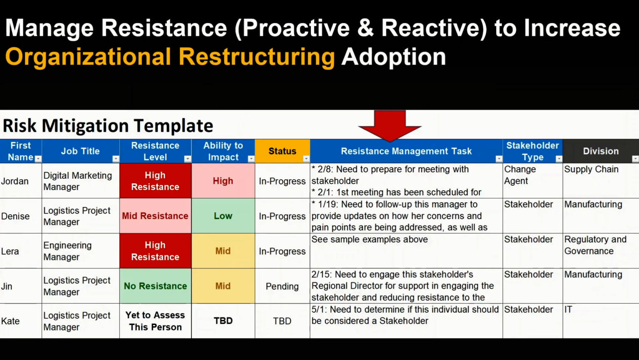Okay. You also want to manage resistance. You want to do so proactively and reactively. Proactively means identifying ahead of time where resistance might come from. Reactively is when you identify resistance, you want to mitigate that. You want to ensure that you leverage your champions and your leaders to help mitigate resistance to the company's reorg. And you can use this risk mitigation template on my screen to support your resistance management exercises.